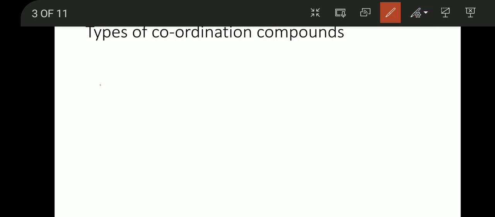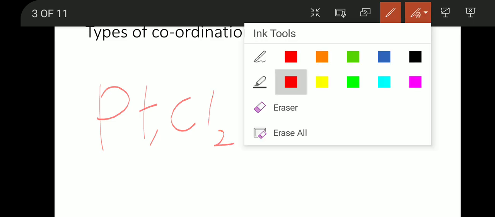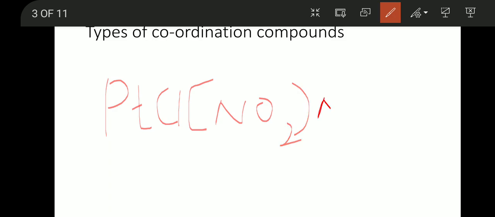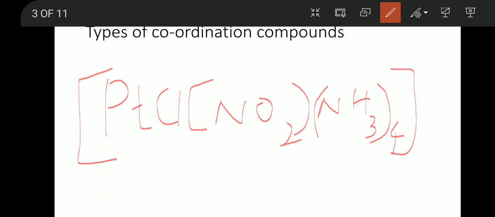Here we can take [Pt(Cl)(NO2)(NH3)4]SO4. So in this instance, we can take this as a positive coordination compound. Why do we say this as a positive coordination compound?